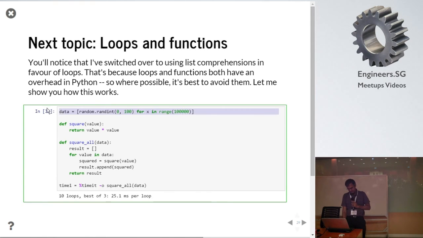I've got a random data set, and there is a function called square, which just takes a value and returns the square of the value. And there's a function called square all, which takes a data set, an array, and loops through each value in the array and squares it, puts it back into a result list, and returns the result. So now I'm going to call this function square all of data. That takes 25 milliseconds for this 100,000 data set. Not much, but this is just an illustration.